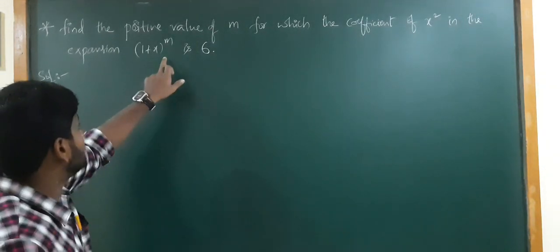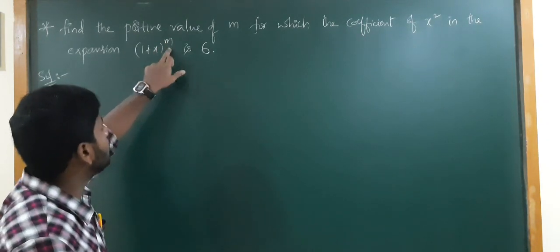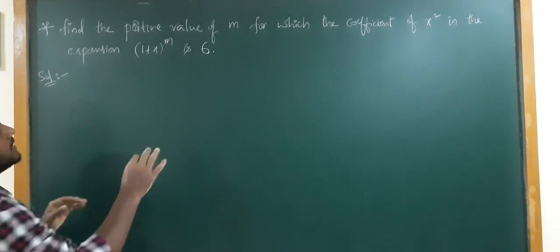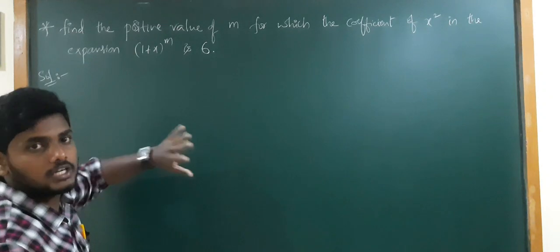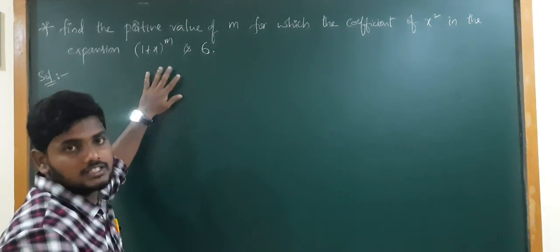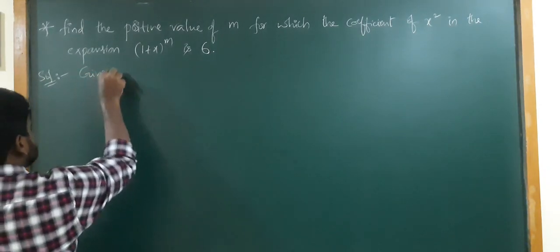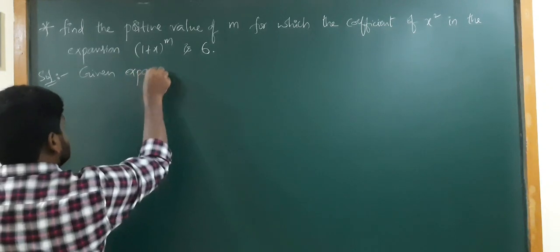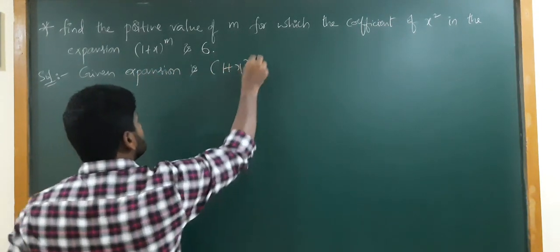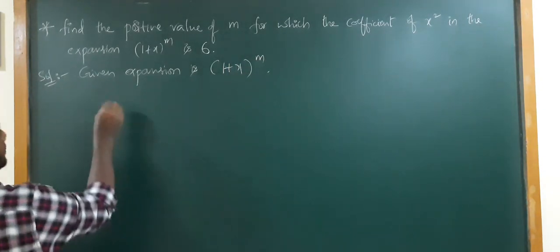And that too, here m is in the index place. Index place means always it should be the power in that binomial expansion. So whatever m value you find, that should be positive, that only we need to consider. See, to find the coefficient of x square, again here in this term, we need to consider the general term only. So the given expansion is 1 plus x whole to the power of m.